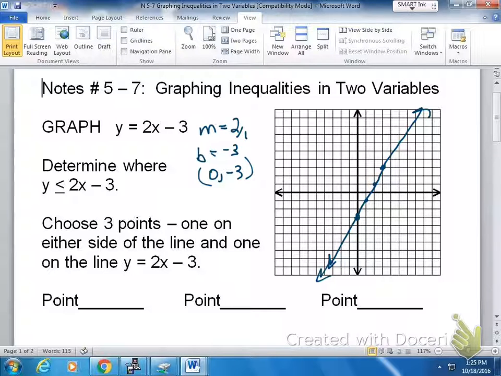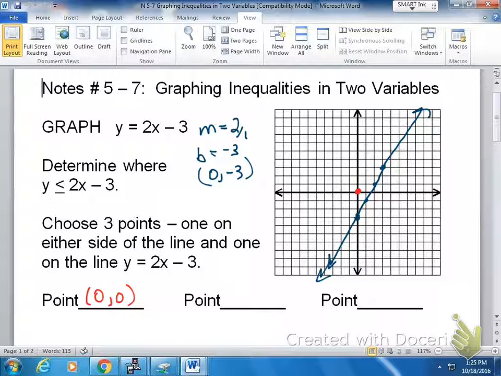I like the point method. We're going to choose 3 points, one on either side of the line and one that's on the line, okay? So I'm going to pick a couple of points here, and you could pick different ones. I'm going to pick (0, 0), just because that's an easy point to use. So I'm going to plug in (0, 0) there. Now one that's on the line. Well, there's several we know are on the line, but one we know for sure that's on the line would be the y-intercept, but you could pick any of them.